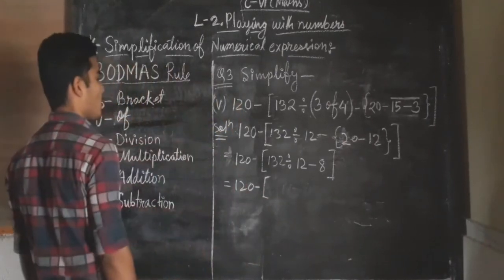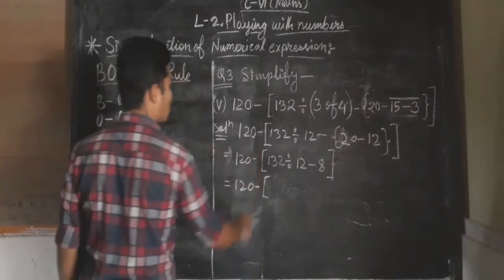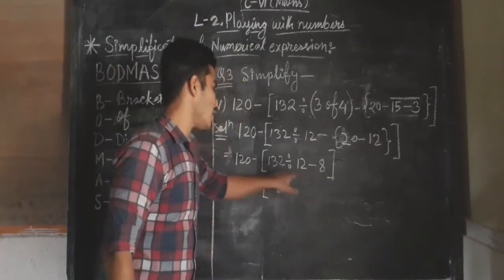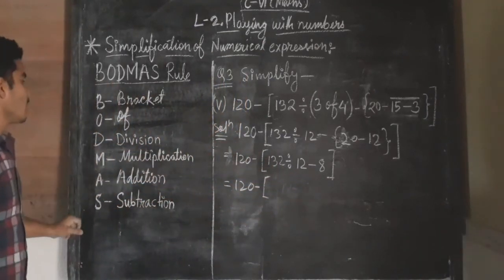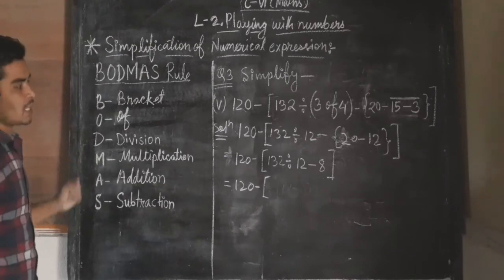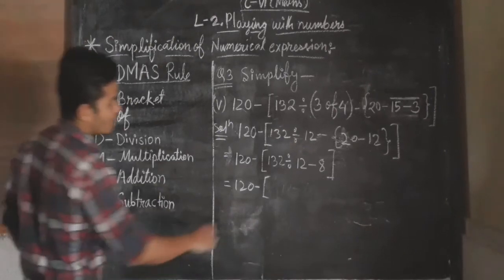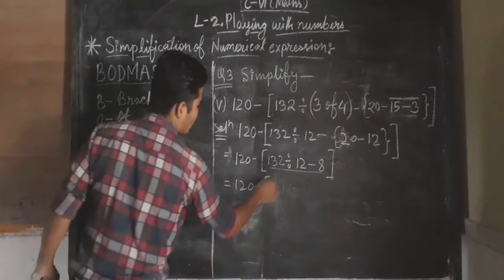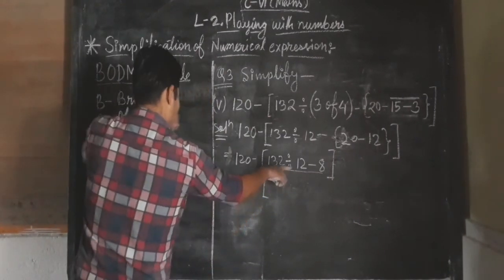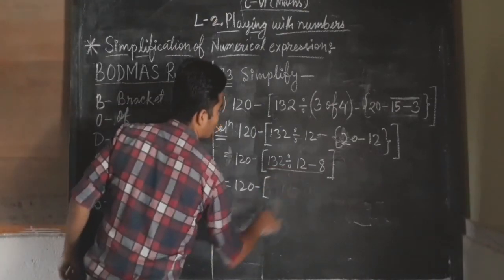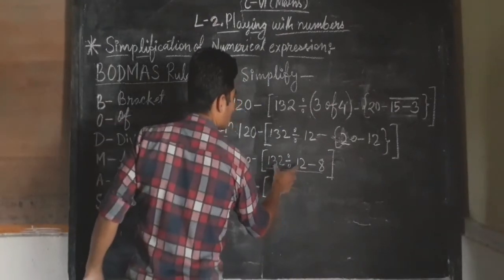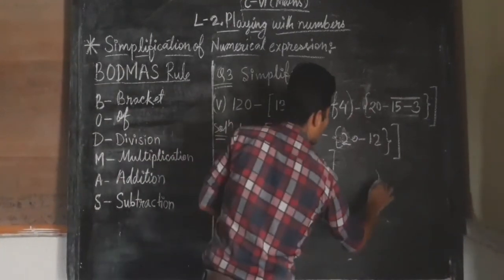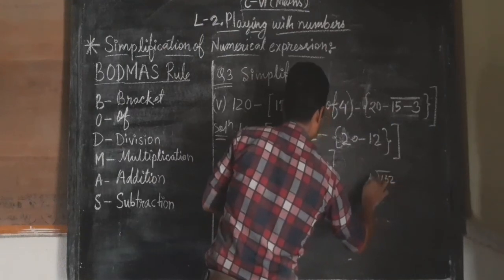You can see here the third bracket we cannot open directly. Why? Because there are so many calculations left in this bracket, and inside the bracket also we have to follow the BODMAS rule: division, multiplication, addition and subtraction. Now see, inside the bracket is there any division or not? You can see this is the division symbol between these two numbers. That means we have to divide these two numbers, and I will write here. So what will be the division of these two numbers? You can directly divide 132 divided by 12.